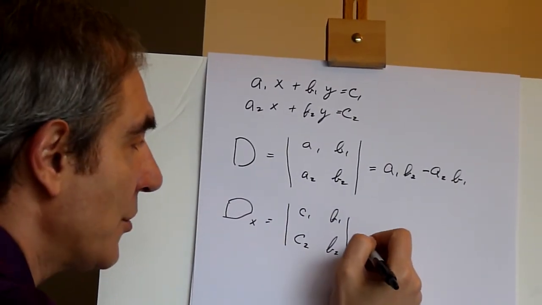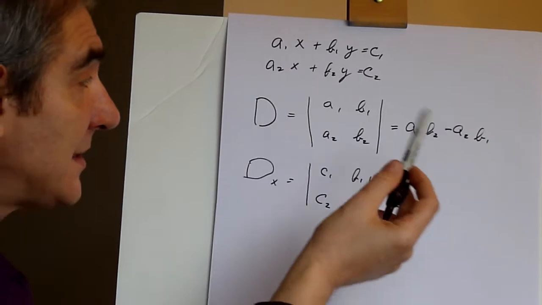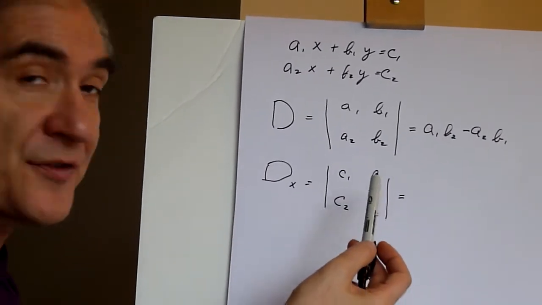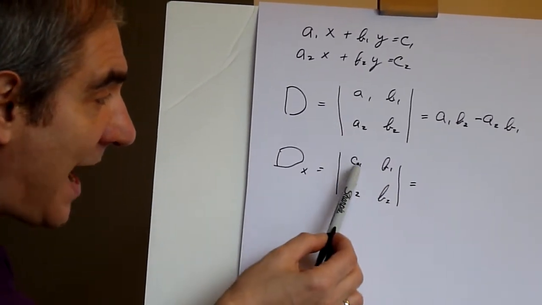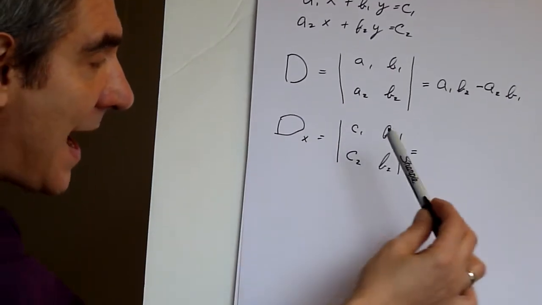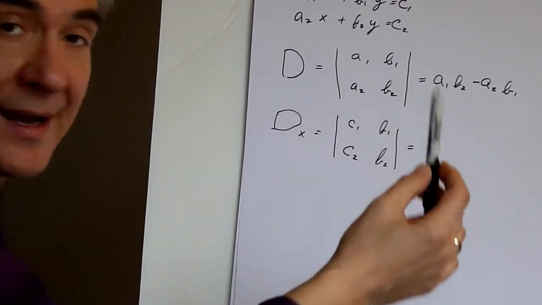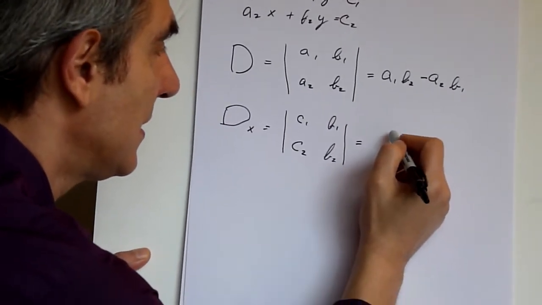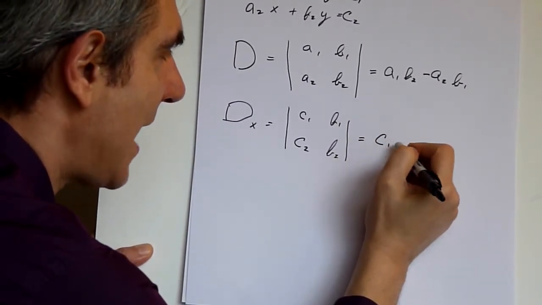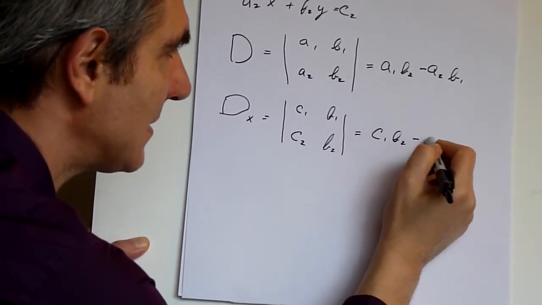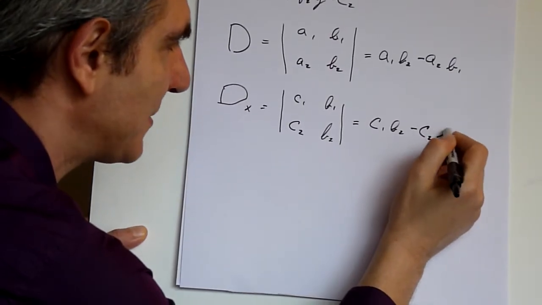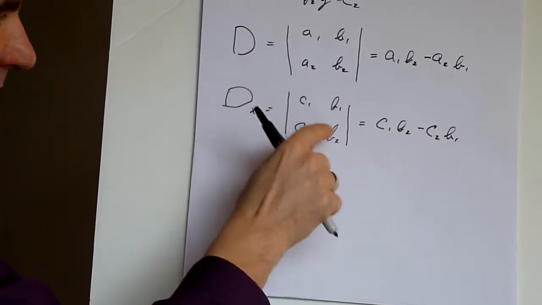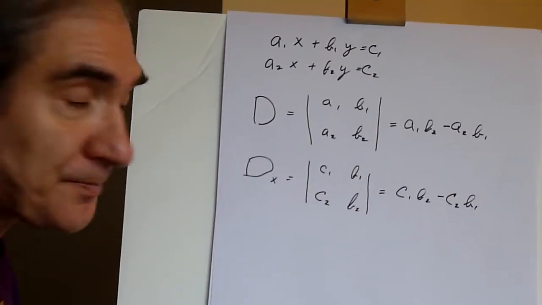Again, using the same technique to find the determinant of this 2 by 2 matrix, we take the product of this diagonal minus the product of this diagonal. That gives us C1 times B2 minus C2 times B1. This times this minus this times this.